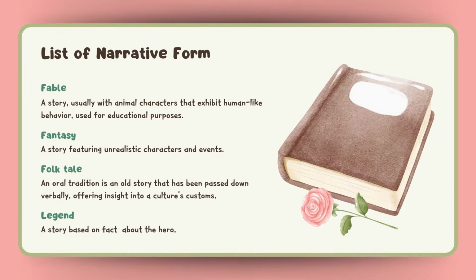These are the examples of narrative texts. The first one is fable. It's a story, usually with animal characters that exhibit human-like behavior, used for educational purposes. The second one is fantasy. It is a story featuring unrealistic characters and events.